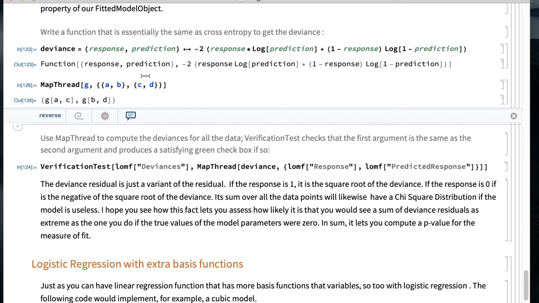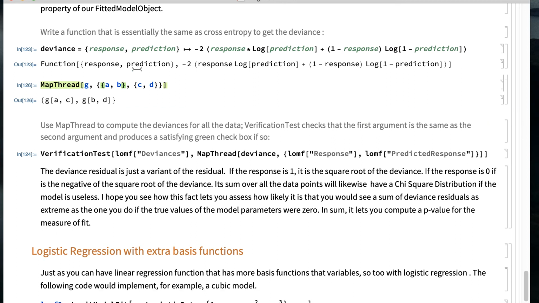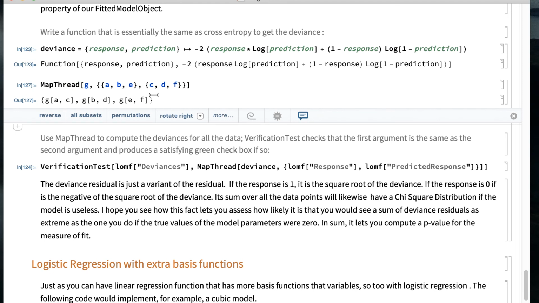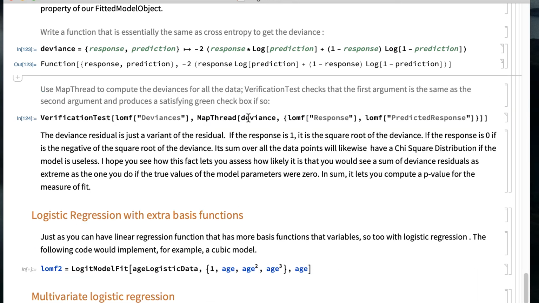And you take the second element of each of these lists and you stick a G in front of it. And if we did this, you just do the same thing as before, and then you take the third element and the third element and you stick a G in front of it. So that's what map thread does. And here I'm just using deviance playing the role of G, the responses playing the role of the list of first arguments, and the predicted responses taking the role of the second argument. So that's what deviances are.